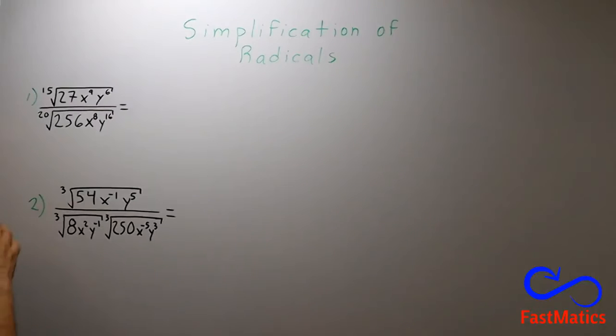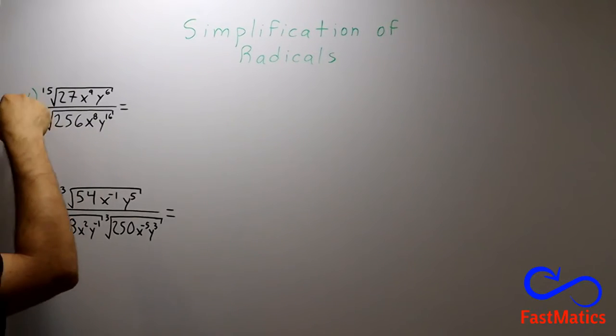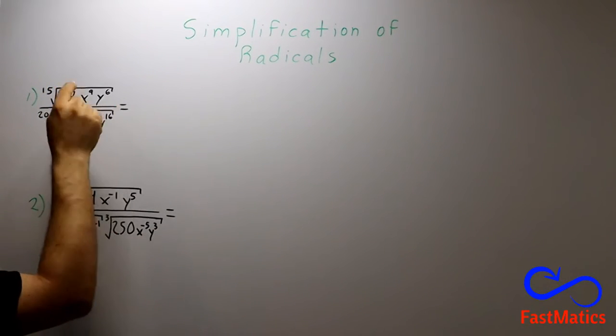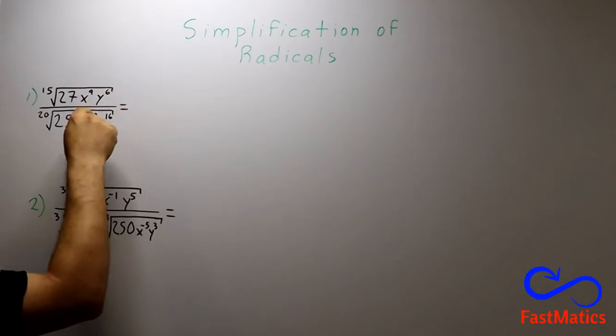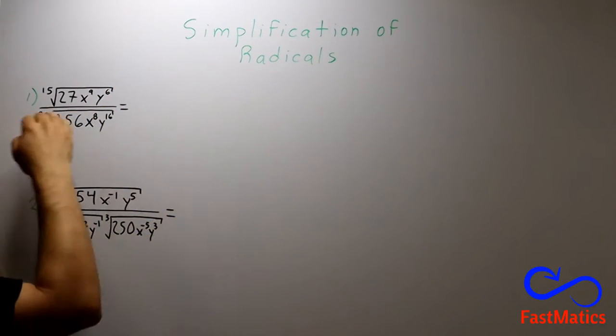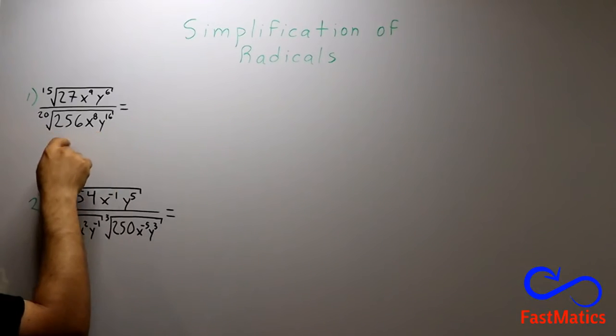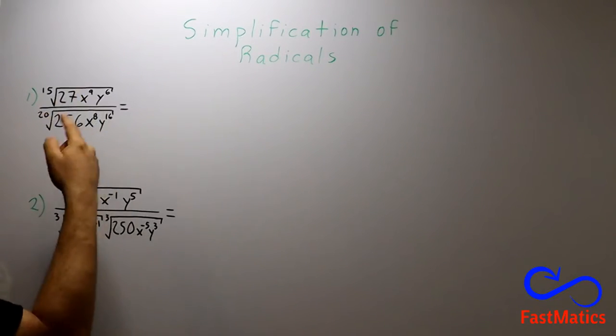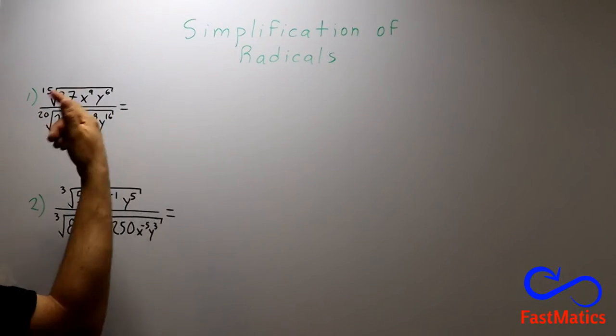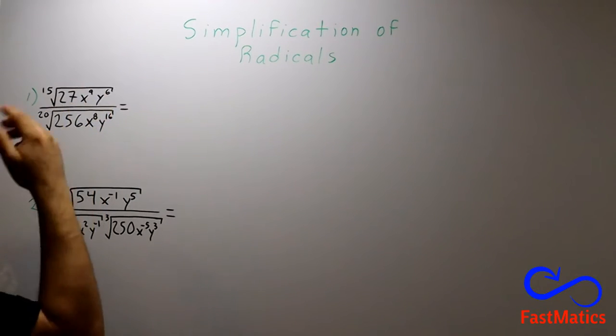Follow me please. First of all, we're going to do one example. The 15th root of 27 x to the power of 9 y to the power of 6, divided by the 20th root of 256 x to the power of 8 y to the power of 16.